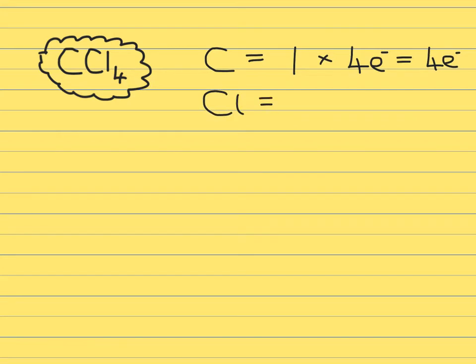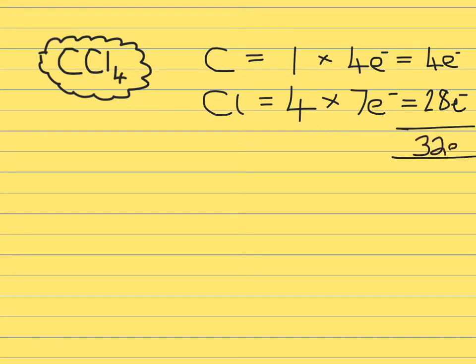And for chlorine, well, that's in group 17. We've got 4 chlorine atoms in my compound. And because we're in group 17, they've got 7 valence electrons. We're dealing with 7 electrons each for each chlorine, and 7 4s are 28. And if we total those up to find out how many electrons we're dealing with in total, it's going to give us 32 electrons.